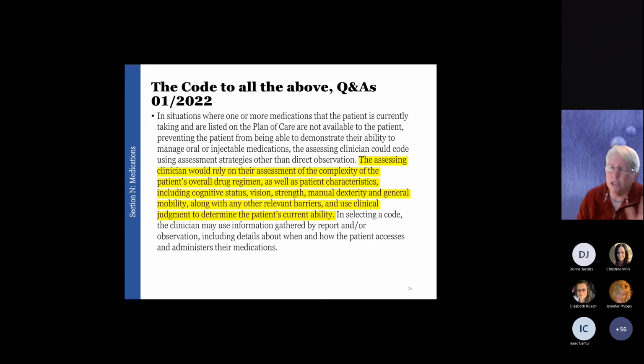So now, the assessing clinician should rely on their assessment of the complexity of the patient's overall drug regimen, as well as patient characteristics, including their cognitive status, vision, strength, manual dexterity, general mobility, along with other relevant barriers, and use their clinical judgment to determine the patient's current ability. Basically, pretend that the medication is there in the house right now, in front of them: how would the patient do with taking this medication properly? That's how the item is now supposed to be assessed. So there should be a lot more people coming off of that code 3.